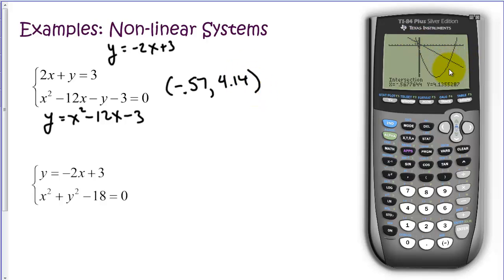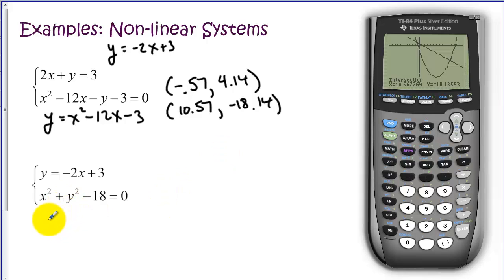Now we need to find our second solution. So we have to repeat second calc intersect. Now we need to move the cursor over towards that second intersection, say right around there. Now we want to hit enter 3 times. So it says intersection, so our second solution is 10.57 and negative 18.14. So we have two solutions to this nonlinear system.